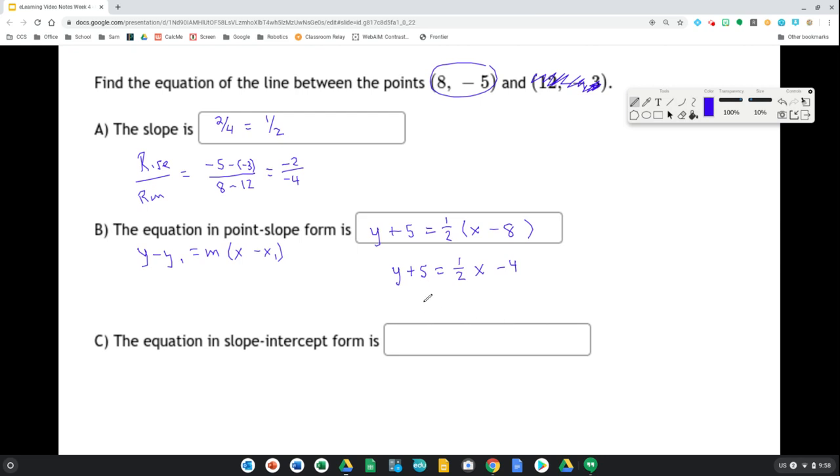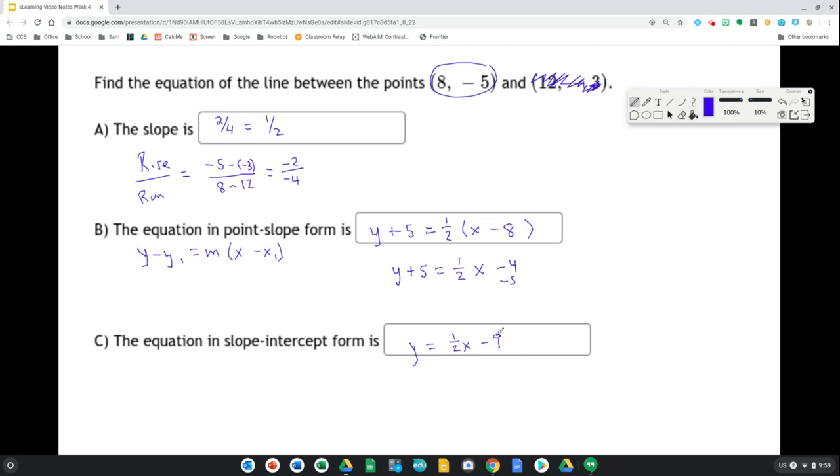And so when you do your last and final step, what's your final answer going to be? All right, you should have moved this +5, which makes it a -5 when you move it across the line. And so we end up with y is equal to 1/2 x, and then -4 minus 5 makes this a -9. And so we have y equals 1/2 x minus 9 as our final answer there.